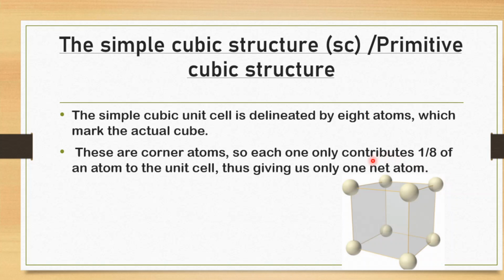So the contribution of this atom to this unit cell is 1/8. So when 1/8 is multiplied by 8, because there are 8 corner atoms, 1, 2, 3, 4, 5, 6, 7, 8, it's 1. Thus giving us only one net atom.